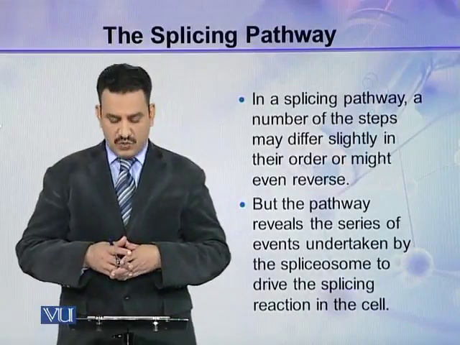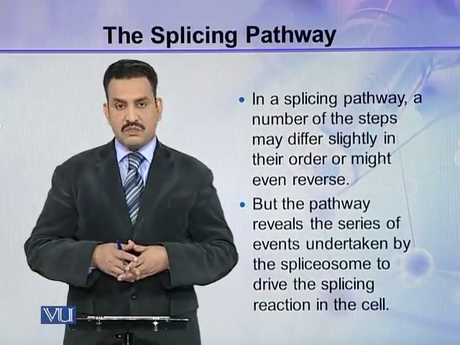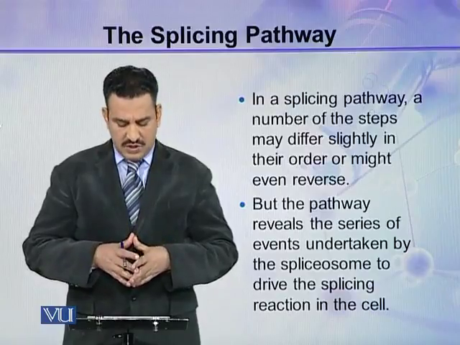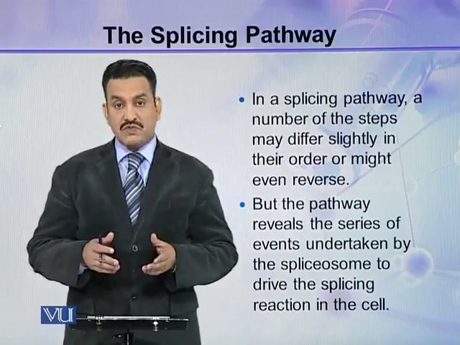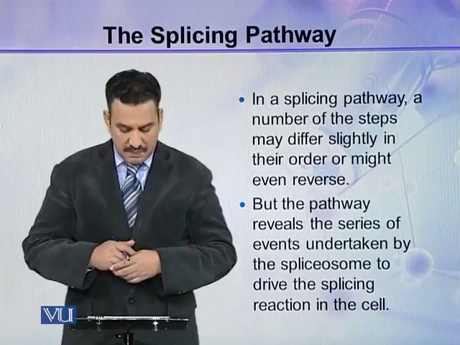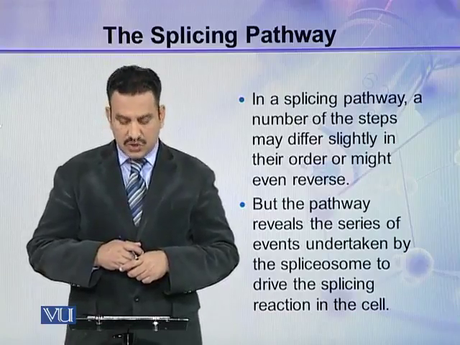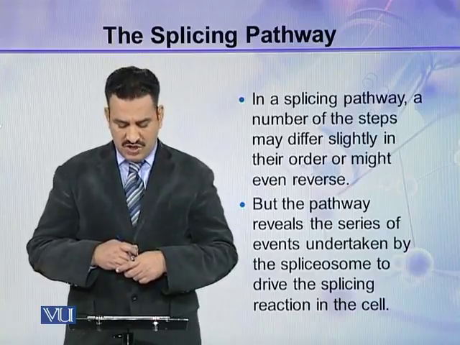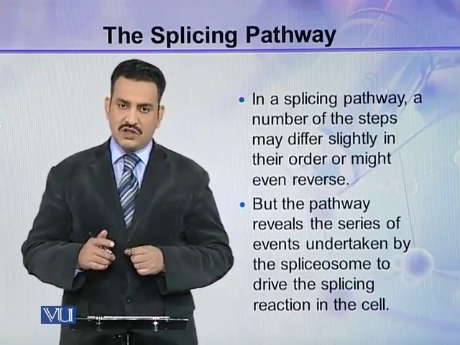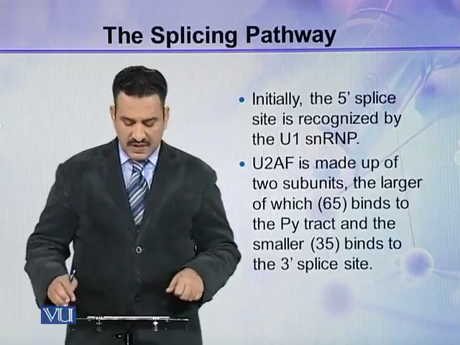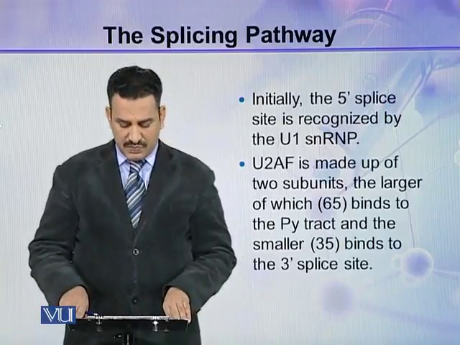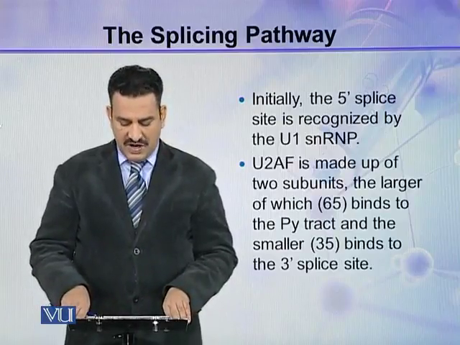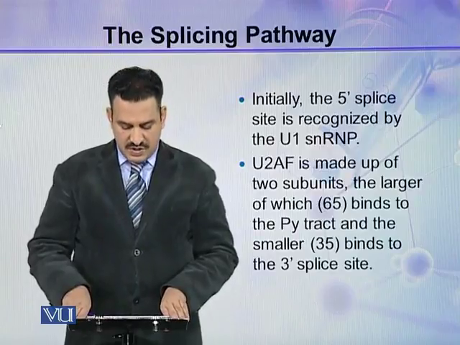In a splicing pathway, a number of steps may differ slightly in their order or might even reverse, but the pathway reveals the series of events undertaken by the spliceosome to drive the splicing reaction in the cell. Initially, the 5' splice site is recognized by the U1 snRNP.